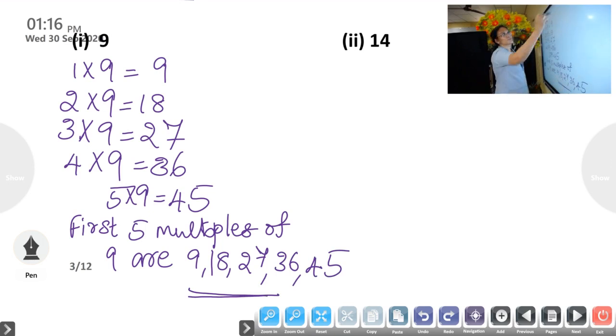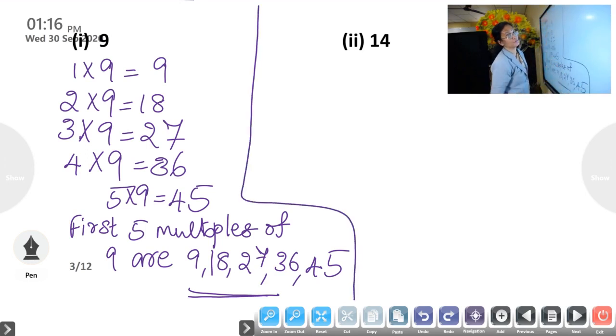Okay, so it is very clear now. So to get the first 5 multiples, multiply by 1, 2, 3, 4, 5. Question number 2. Write the first 5 multiples of 14. Okay, so first one, 1 into 14. You get the first multiple of 14.